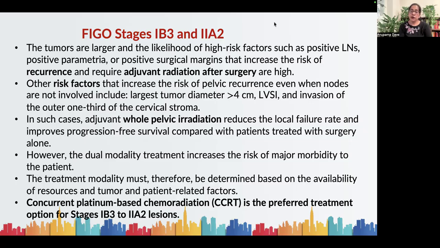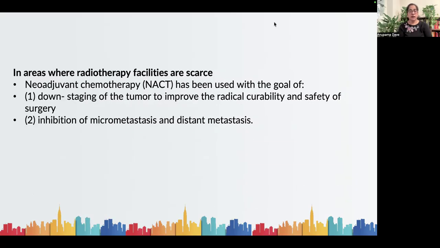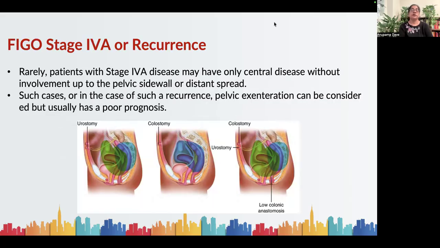Concurrent platinum-based chemoradiation is the preferred treatment option for stages 1B3 and 2A2 lesions. In areas where radiotherapy facilities are scarce, neoadjuvant chemotherapy has been used with the goal of downstaging the tumor to improve radical curability and safety of surgery and inhibition of micrometastasis and distant metastasis. So, where radiotherapy is not available, you can give neoadjuvant chemotherapy and then operate.